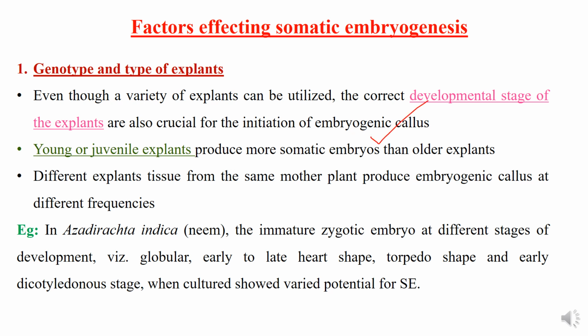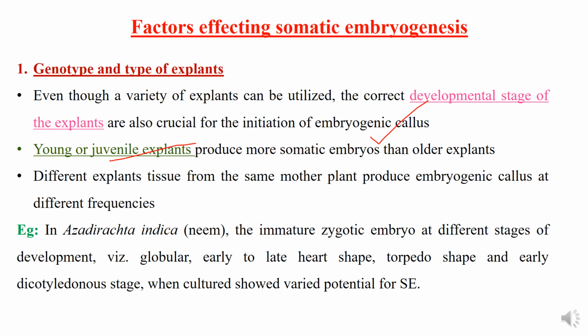Young or juvenile explants produce more somatic embryos than older explants, of course, because young or juvenile explants are very vigorous in multiplication compared to the older explants, hence it is better to go for young or juvenile explants. And different explant tissues from the same mother plant also have different capabilities to produce the embryogenic callus.